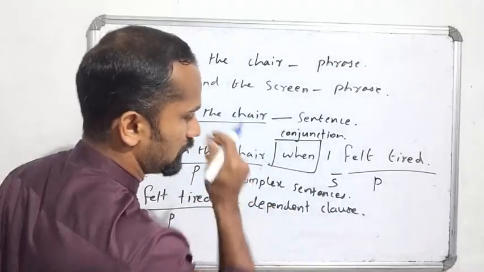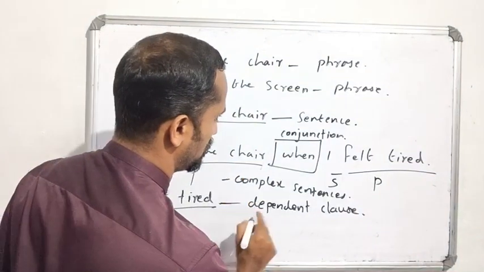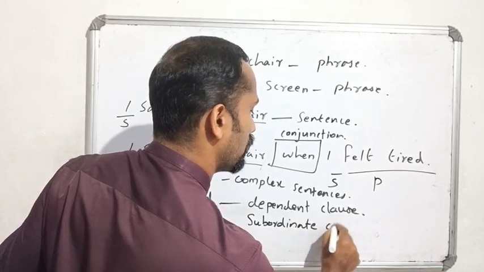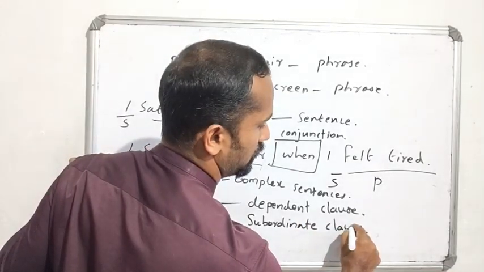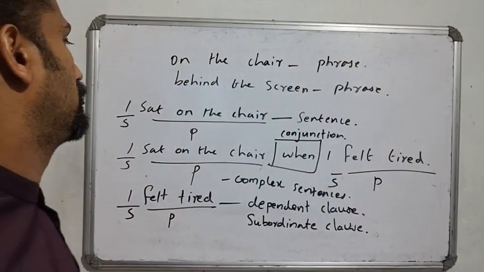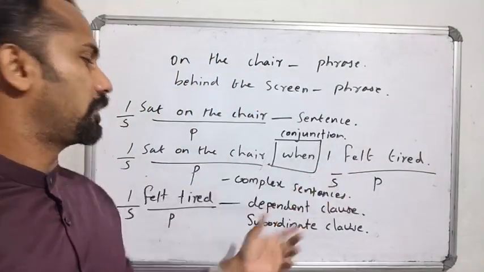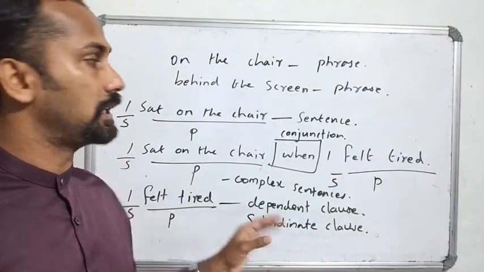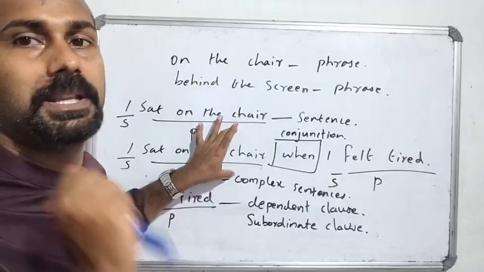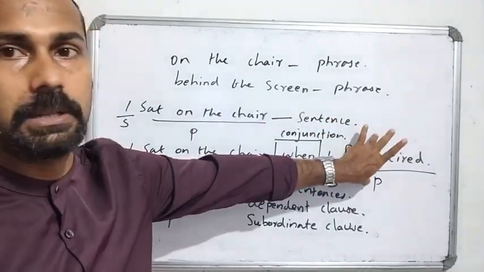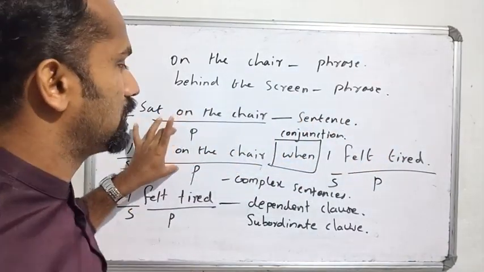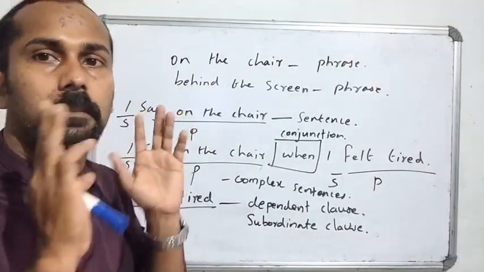This dependent clause has another name, that is subordinate clause. So what is the other name for dependent clause? Subordinate clause. From the name itself we can understand that it depends on other sentences or other clauses for the complete meaning. So a dependent clause or subordinate clause depends on other sentences or other clauses for the complete meaning.